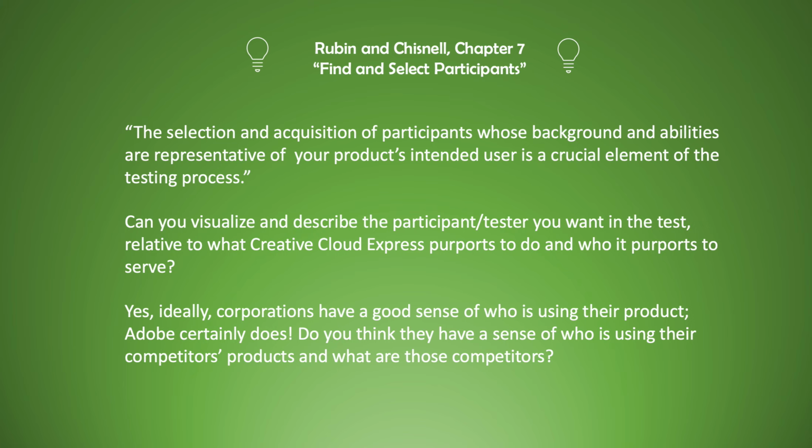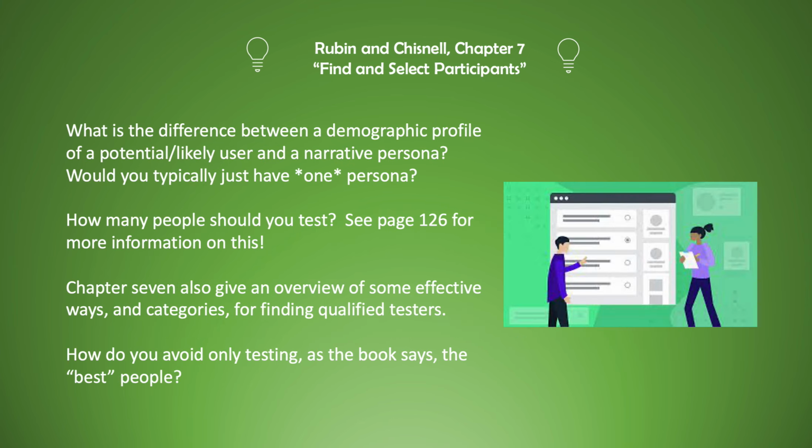You should do some research on who they're marketing this project to. In fact, on their landing page, they have some little images of who they imagine might be a good target user. Think about that. So yes, ideally, corporations have a good sense of who is using their product. Adobe certainly does. The size of their company would definitely allow them to have that data. Do you think they have a sense of who is using their competitor's product, though? And what are those competitors? We know that Canva is a competitor. Are there any others that you think their target audience might be using instead of their product?